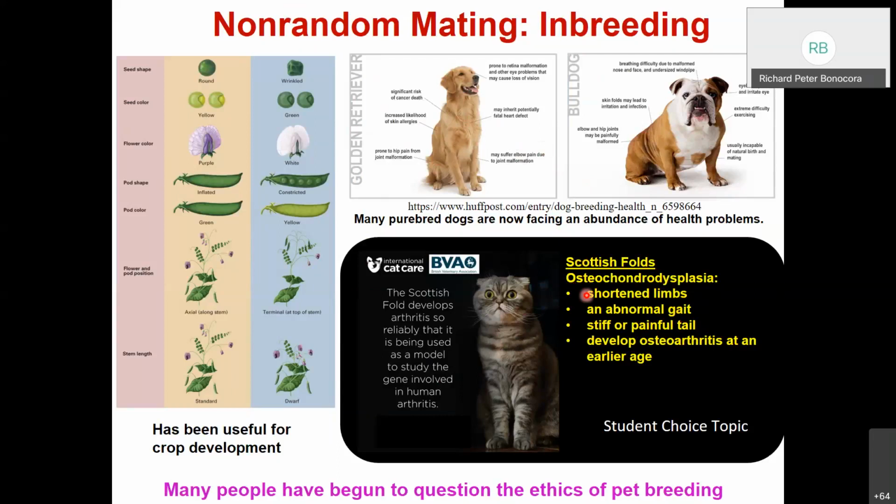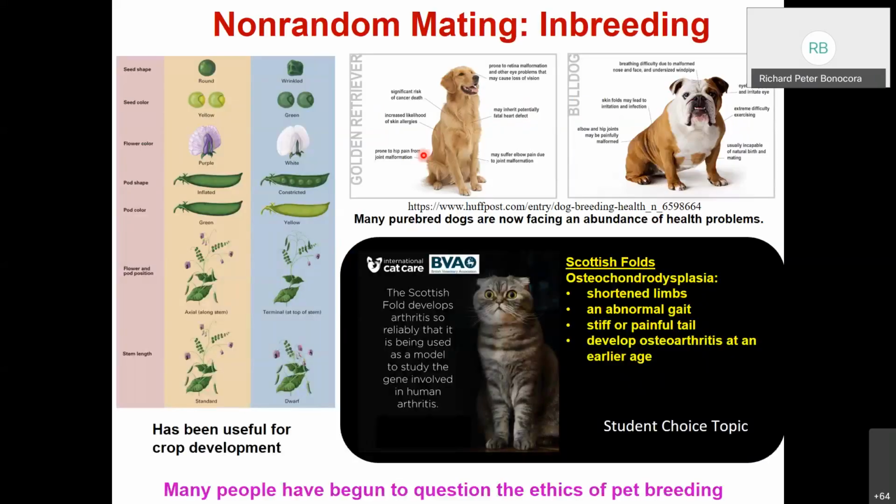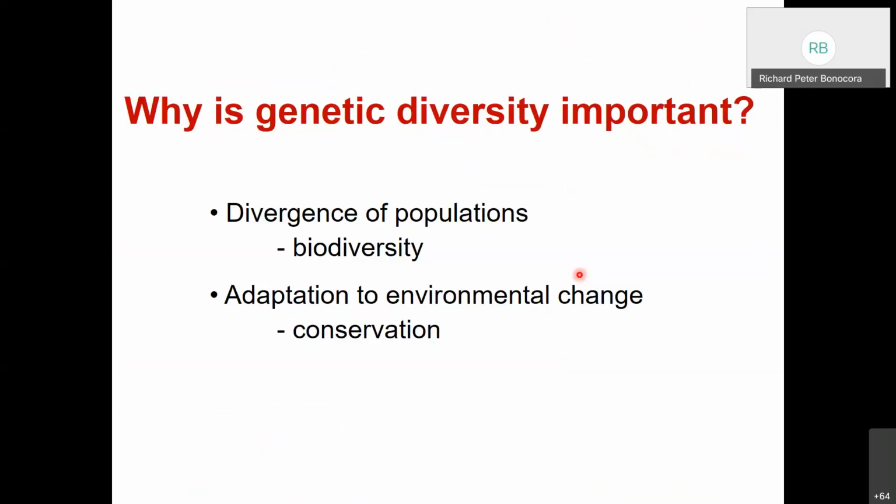Any questions on this? So there have been good reasons for non-random mating, and then there are some, in my opinion, not really good reasons for non-random mating. Okay, so why is genetic diversity important? Non-random mating eliminates that. I've given an example here of why it's good to have some diversity to mask many of these negative attributes that exist. You also get lots of biodiversity, and this biodiversity helps a population adapt to environmental changes.